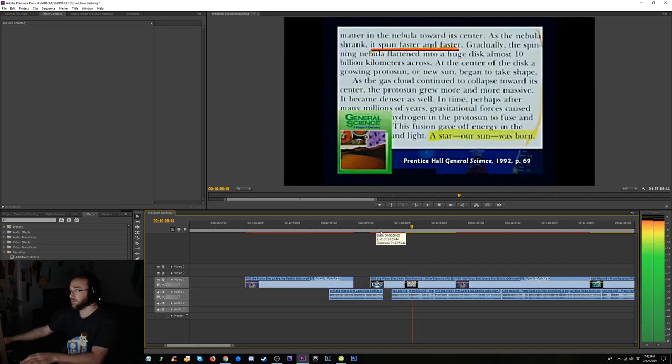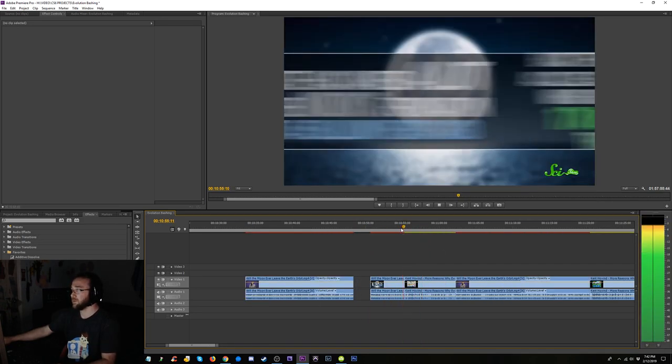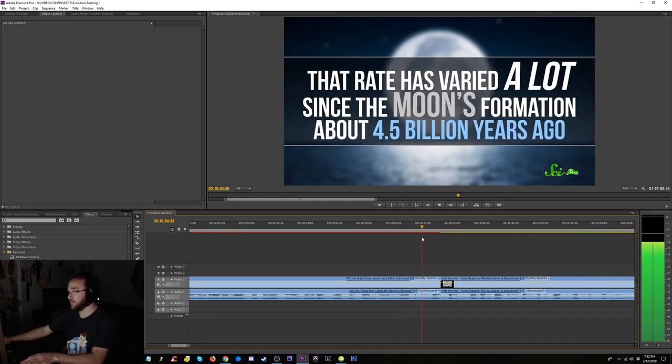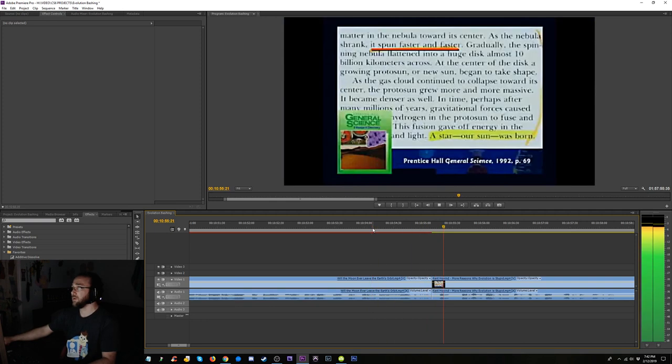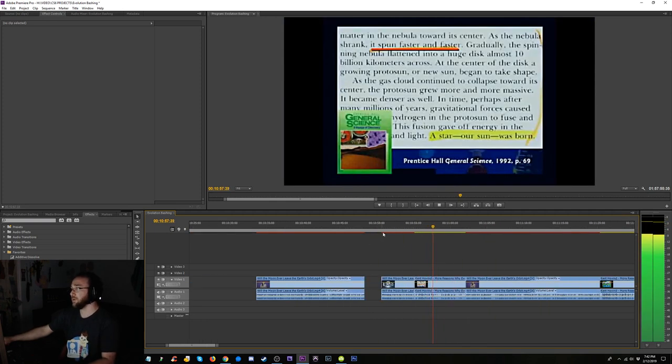Back. This little tiny dot was spinning. It spun faster. Billion years ago. Back. This little tiny dot was spinning. It spun faster and faster.